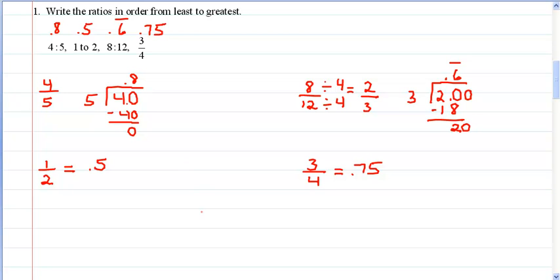So when I write the decimals from least to greatest, I have 0.5, 0.6 repeating, 0.75, and then 0.8. And the 0.5 was 1 to 2, the 0.6 repeating was 8 to 12. The 0.75 was 3/4. And then 0.8 was 4 to 5.